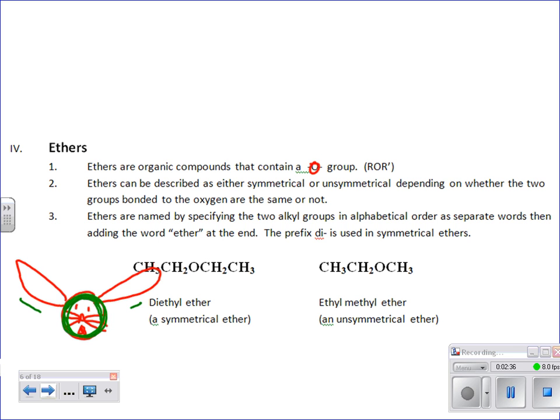The way you name these is you're going to look at each of these. Here we have an ethyl. Here we have another ethyl. So since it's symmetrical, you're going to say it's a diethyl ether. Here on this side, you've got a methyl. On this side, you've got an ethyl. Well, what you need to do is alphabetize them, and you get an ethyl, methyl, ether in that example.